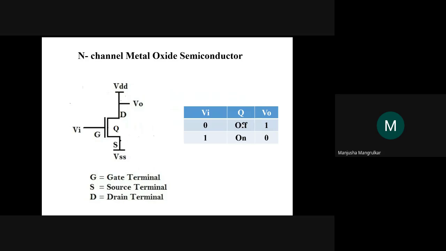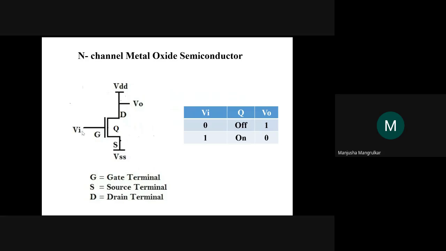Just the reverse of PMOS is NMOS. If you are giving 0, your transistor is off, and if the transistor is off, the ground is disconnected, so your output is directly connected to the VDD. If VDD is connected, that means V0 is 1. So if you are giving an input 0, you will get the output 1.